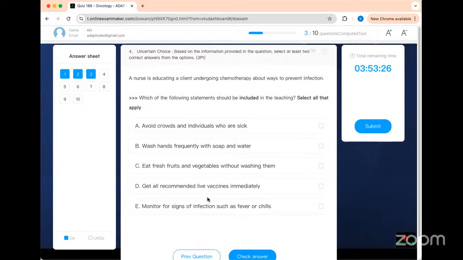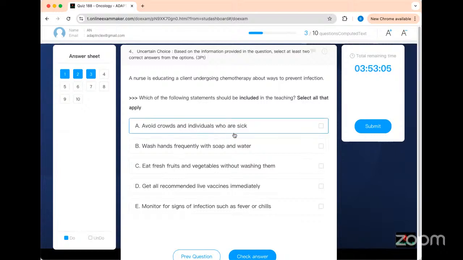And this is educating the client undergoing chemotherapy about ways to prevent infection. Which of the following statements should be included in the teaching? Select all that apply. Rewrite the question on your own. What does that mean? Patient is getting chemotherapy. What teaching do you provide to prevent infection?